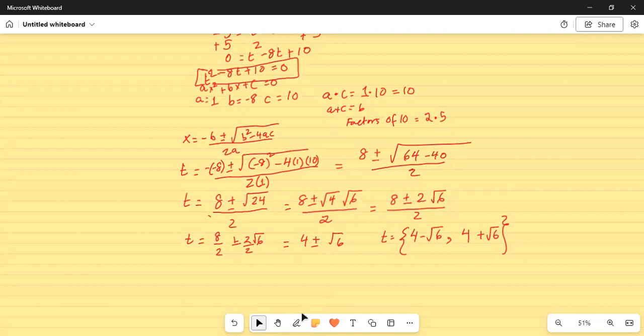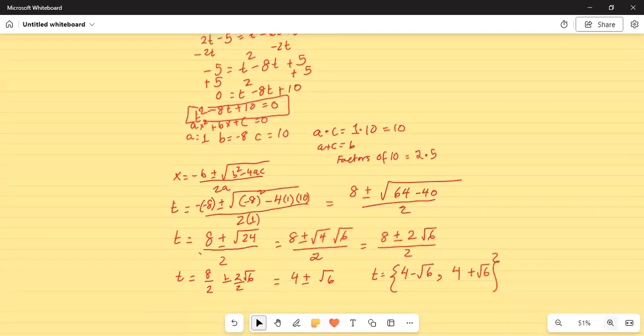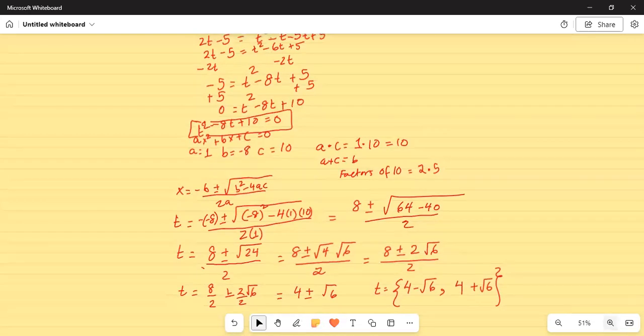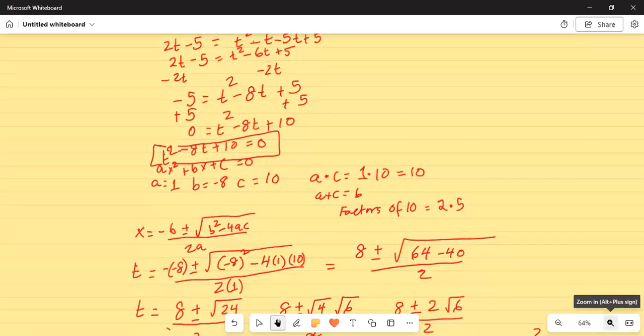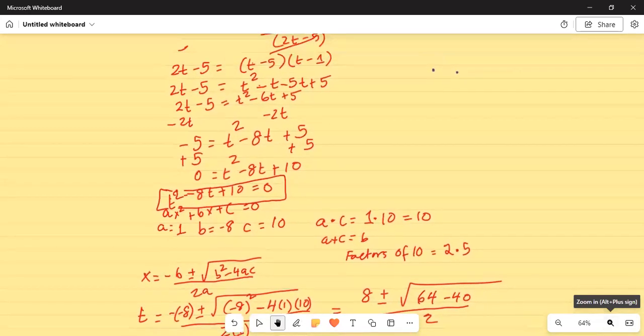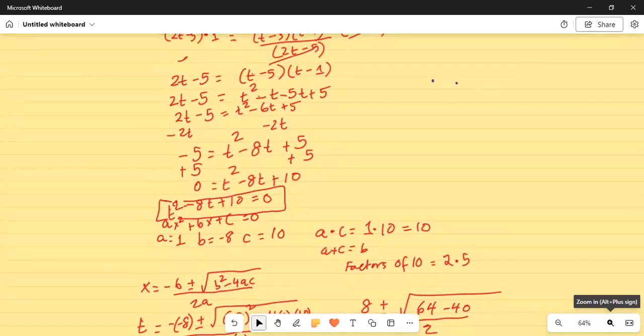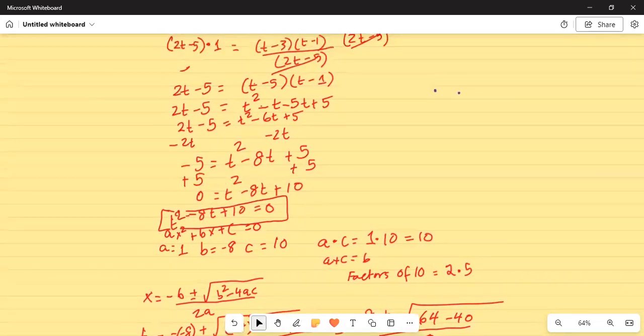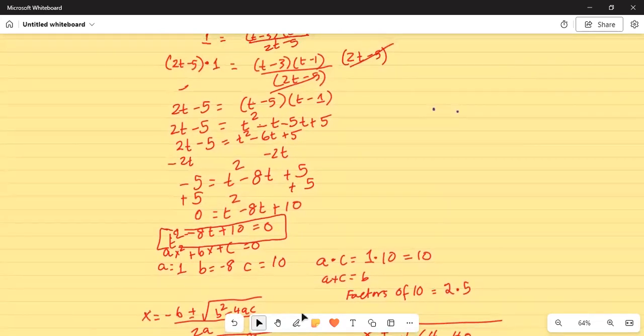Let me see if I have done this. Have I done anything wrong in this? Nope, I have solved it correctly.